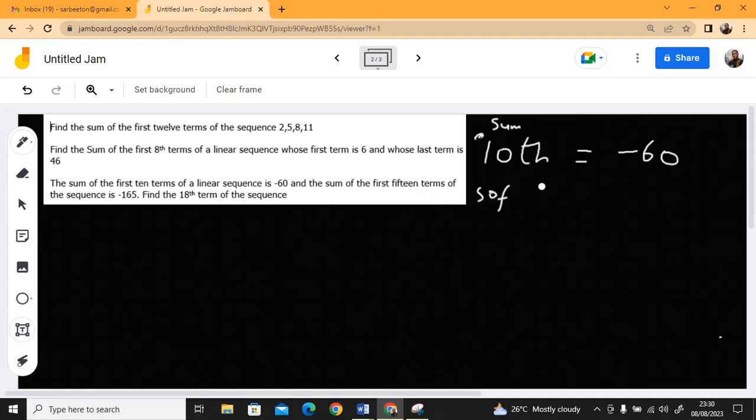The sum of 15 terms, S15, is equal to minus 165. Now, find the 18th term of the sequence. That is the 18th term. That is just the sum of 10.